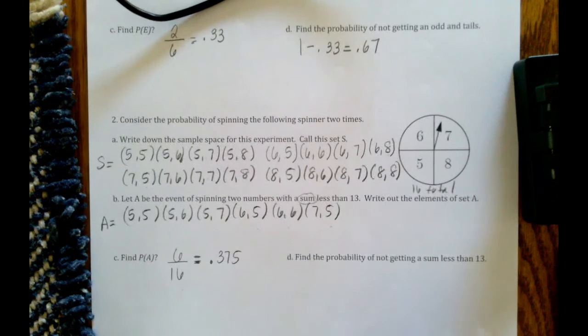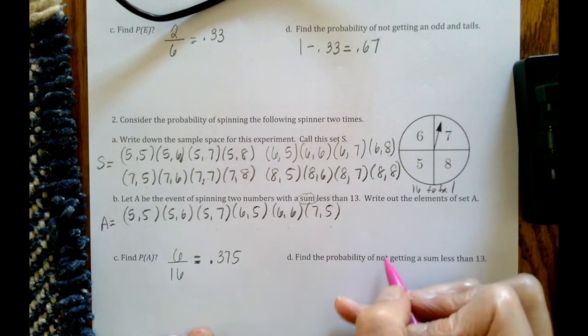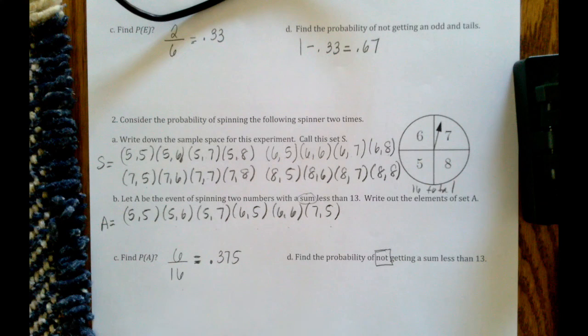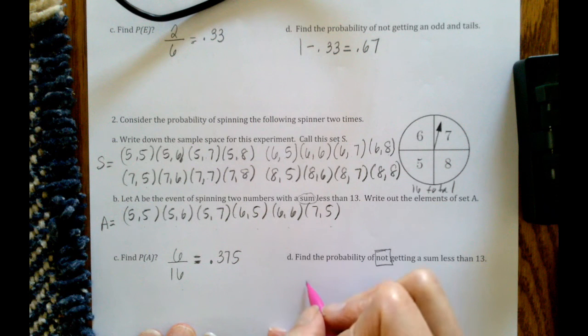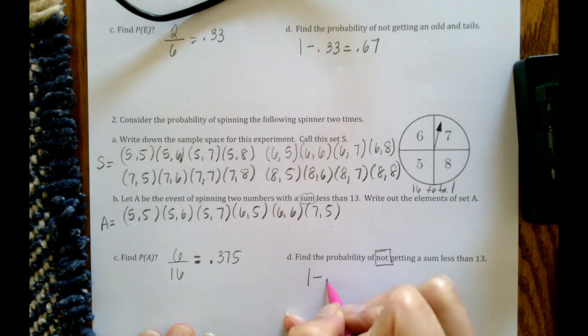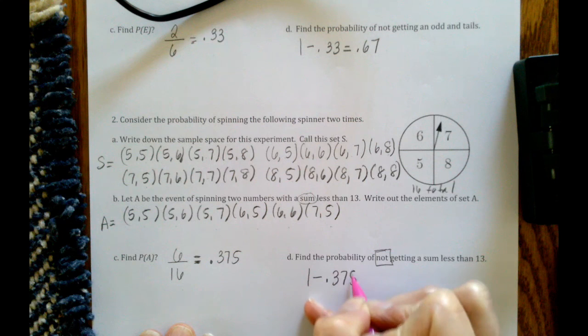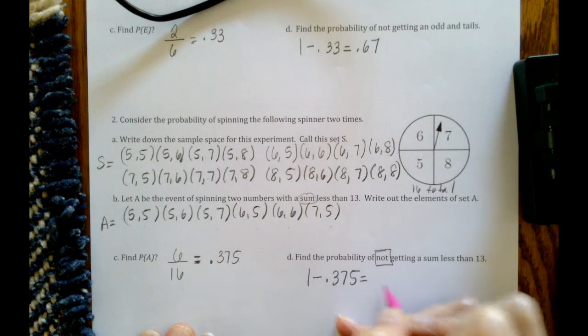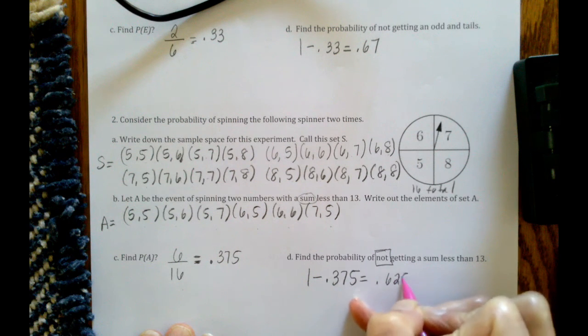But if we want to find the probability of not getting a sum less than 13, that's the complement. So all that we have to do is 1 minus 0.375, and when we subtract that, we get 0.625.